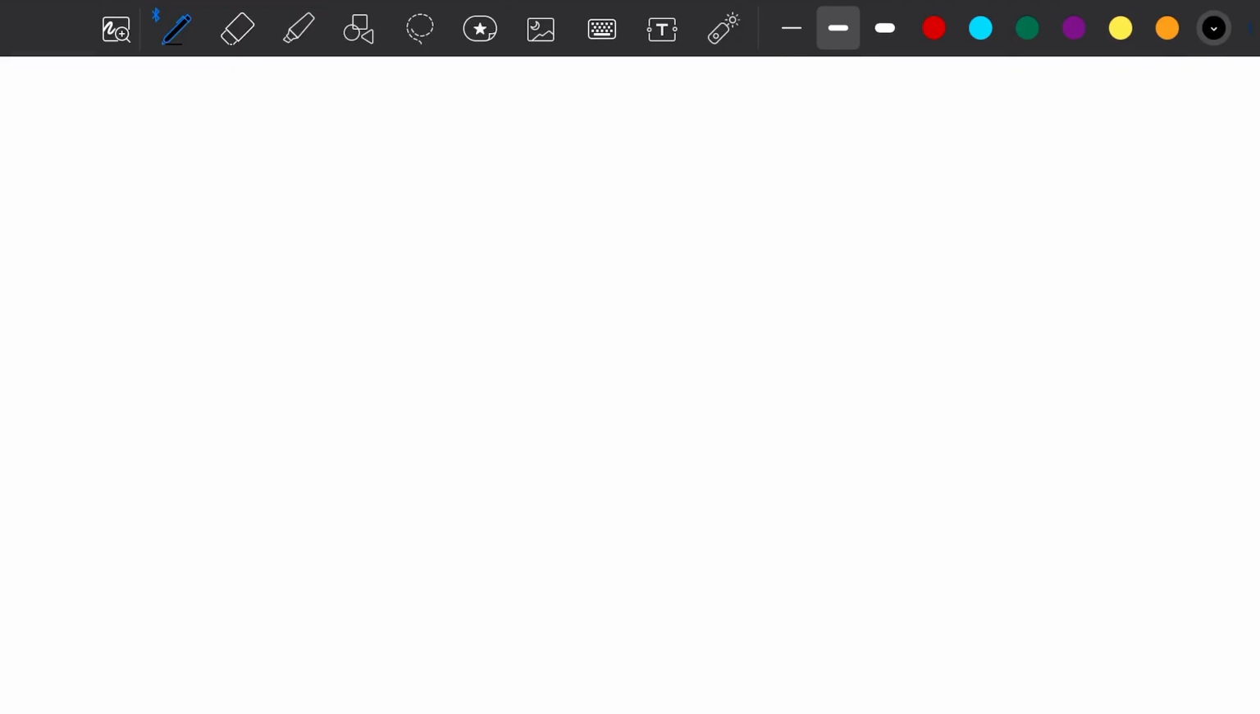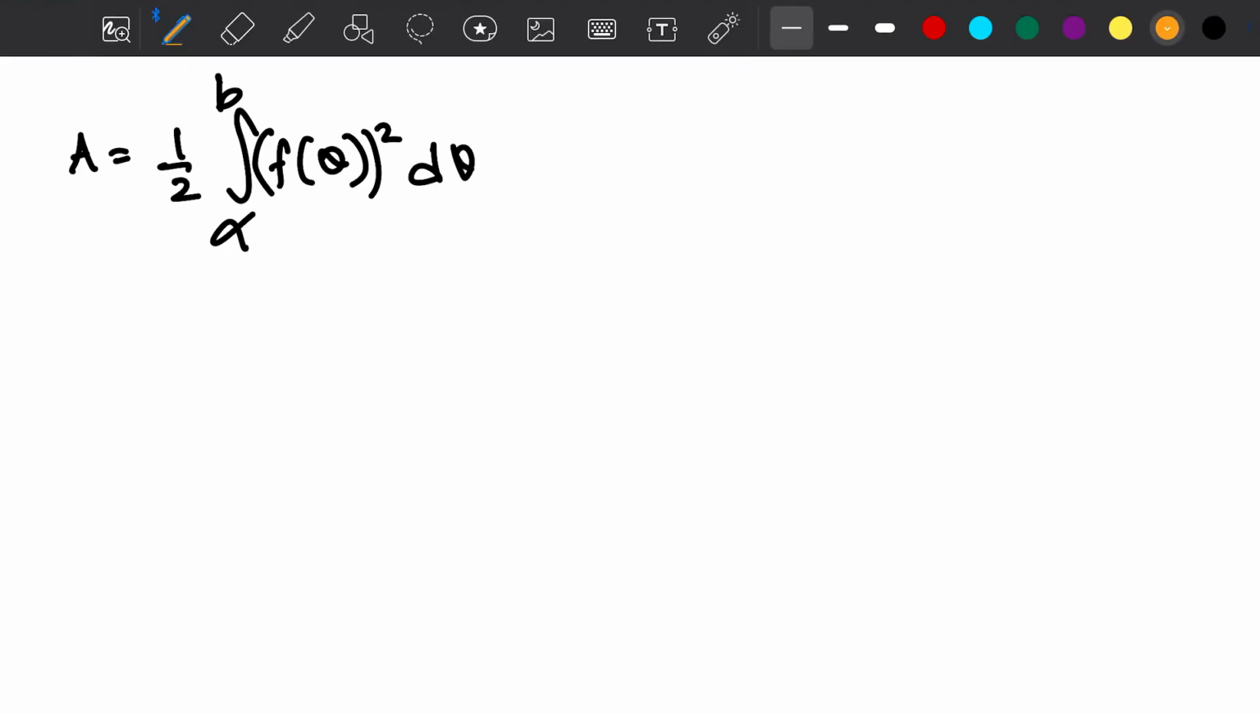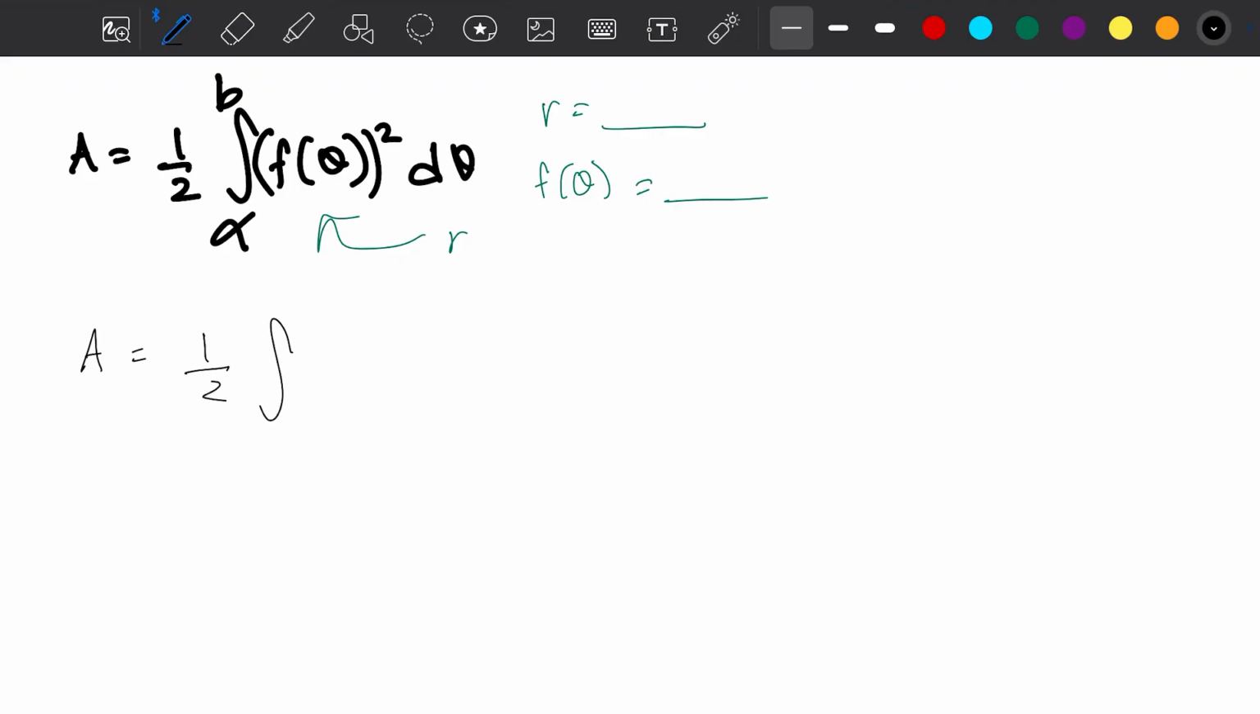So first, the formula for this is A for area equals 1/2 integrated from alpha to beta of f of theta squared d theta. Now, what you need to understand is that f of theta, if we're talking in polar, is the same thing as r, because when you write r equals something, it's the same thing as saying f of theta equals something. So this is your formula, and if we simplify it, we're going to get 1/2 integral from theta 1 to theta 2, that's how I'm going to be referring to it in this video, of r squared d theta.